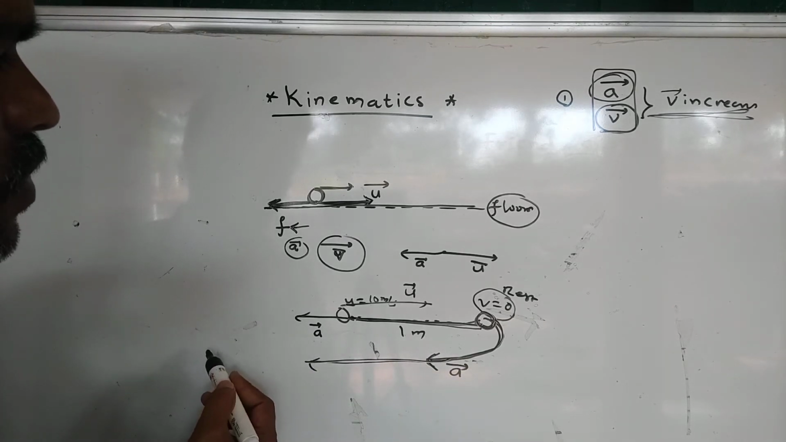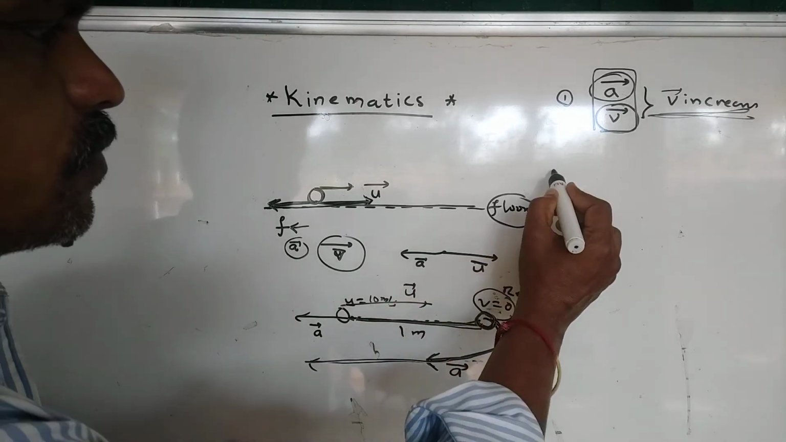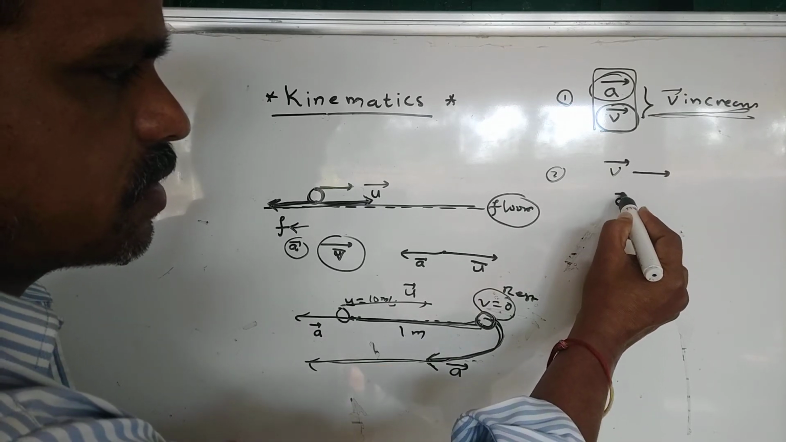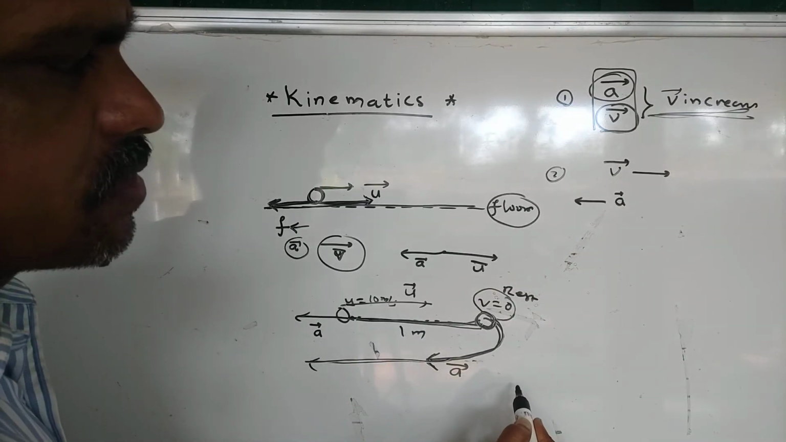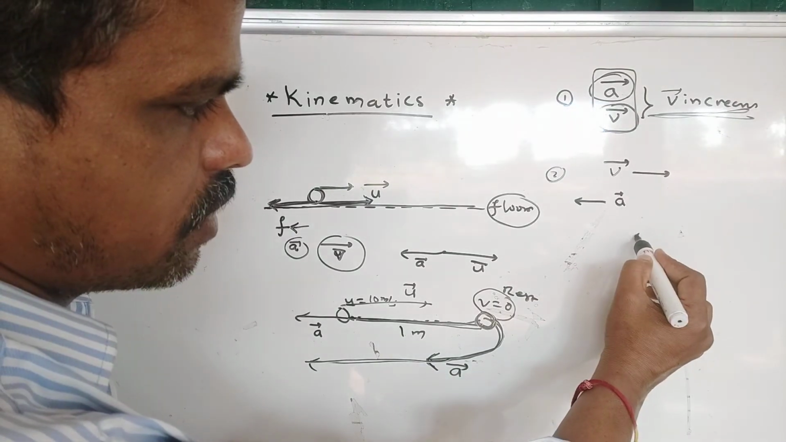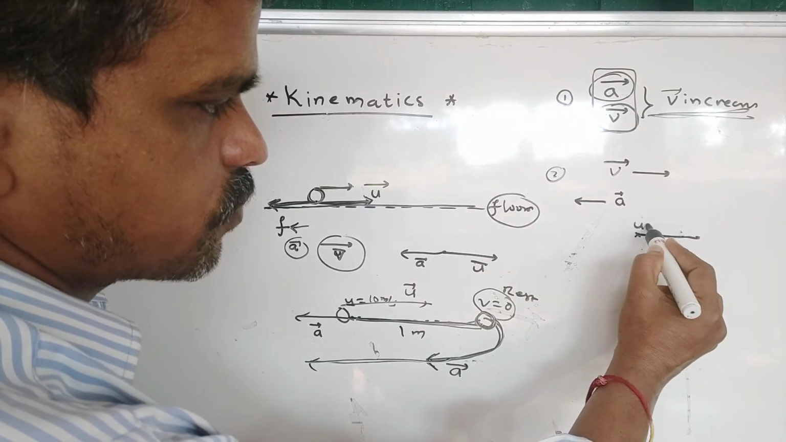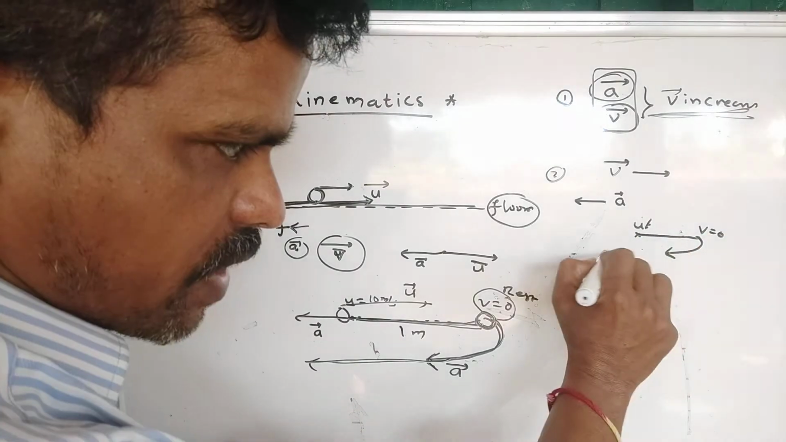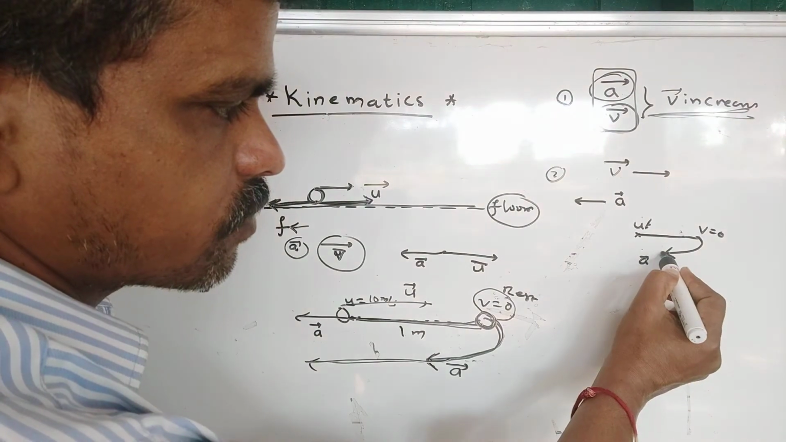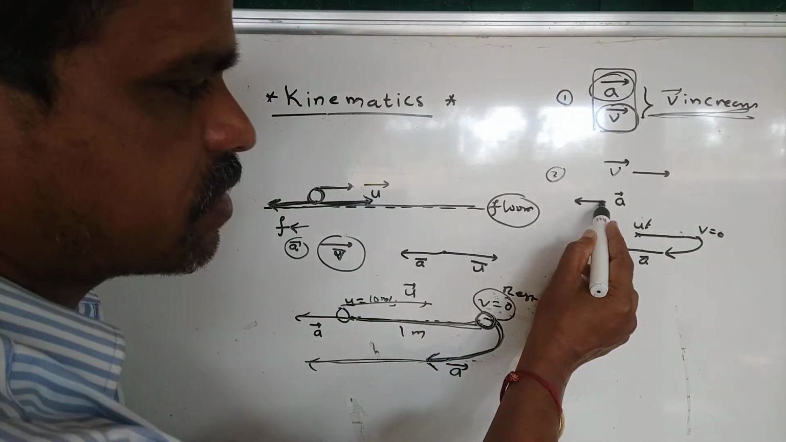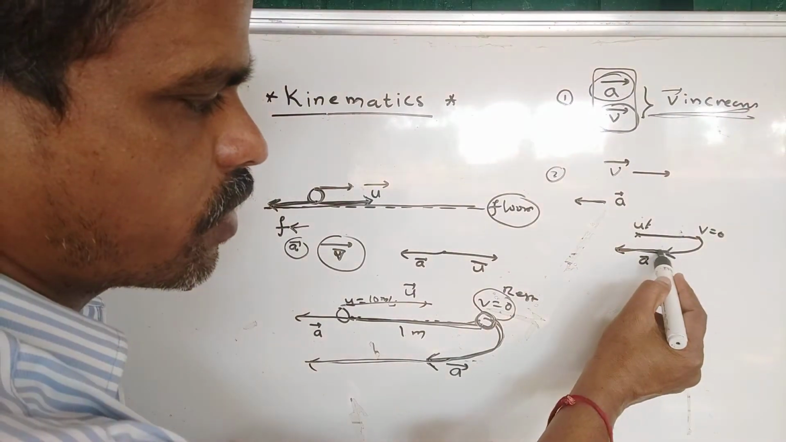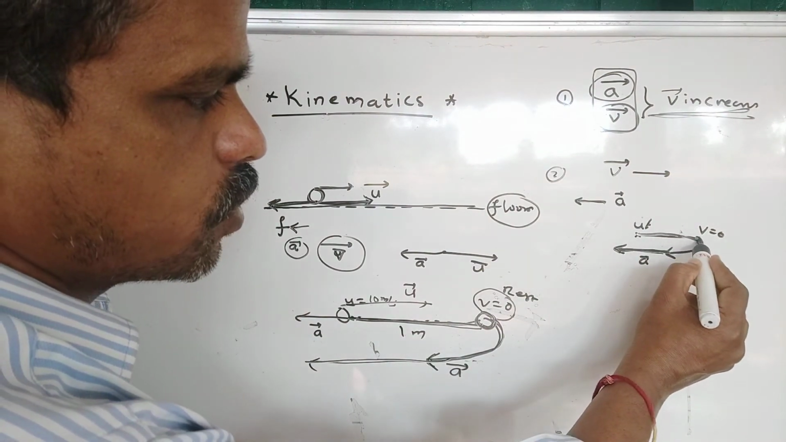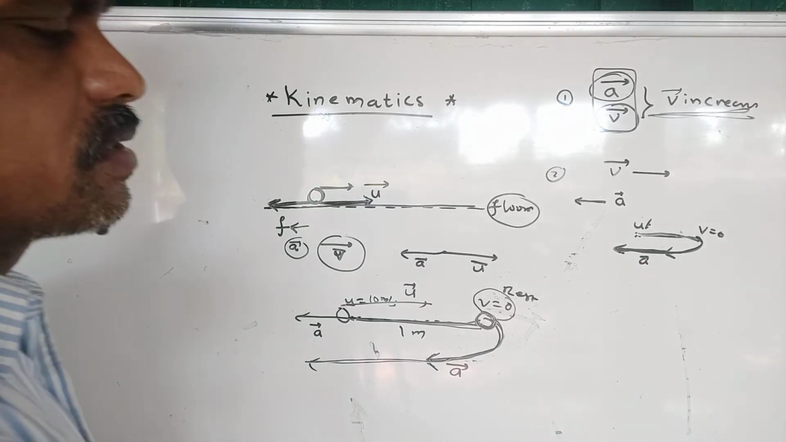So simply what happens in this case: velocity in this direction, acceleration opposite to the velocity direction. Then any particle or any body that starts from some velocity and goes to rest, then goes back and returns in the acceleration direction. So if the acceleration is in this direction, the body goes opposite to the initial direction. Initially it is moving, goes to rest and goes back to the acceleration direction.